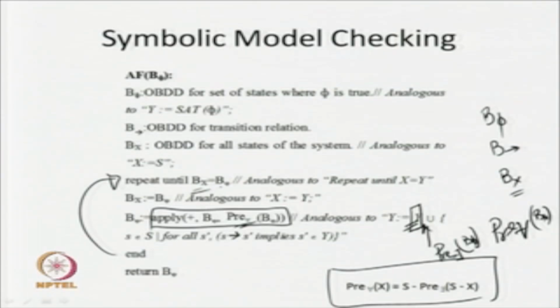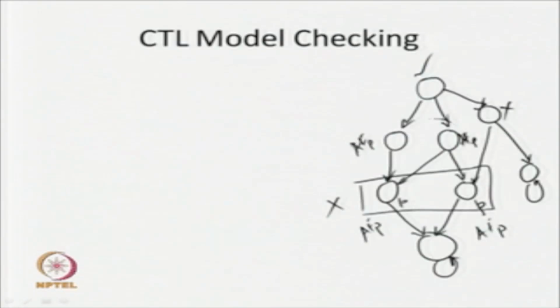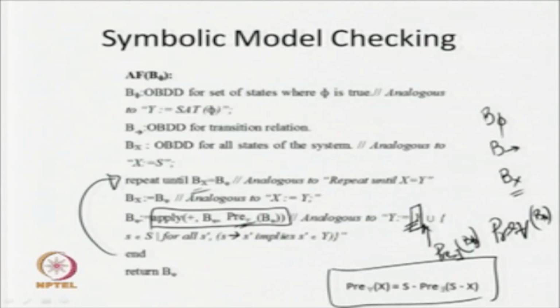Now, whether it is equal to B phi or not, so the new B phi. If they are equal, then we will terminate. If it is not equal, that means you have added some new states, like this particular case where we have added some new states. Now, we have to check again the predecessors of those new states. So, we will again enter this particular procedure.